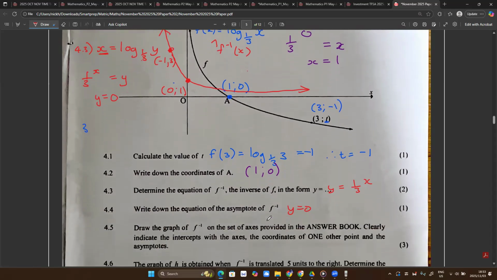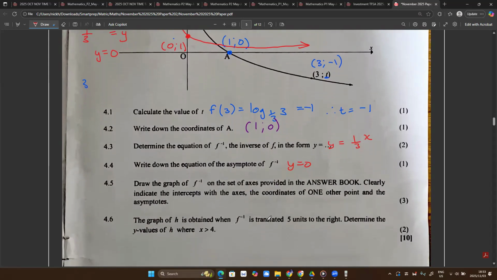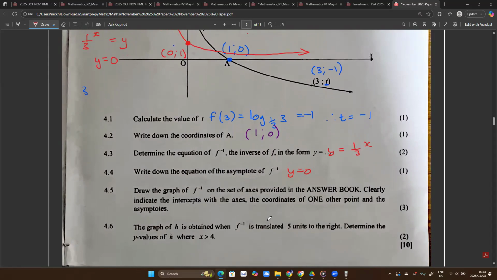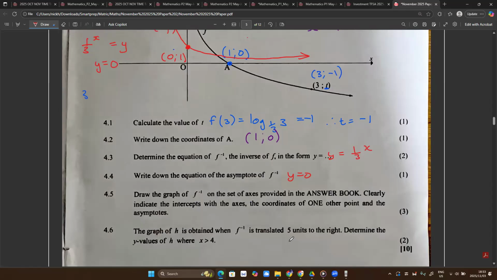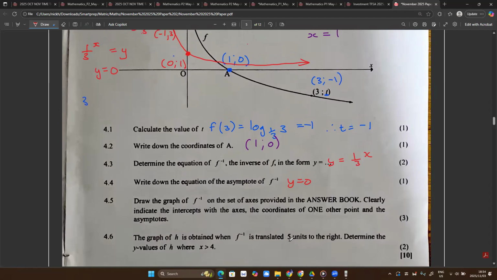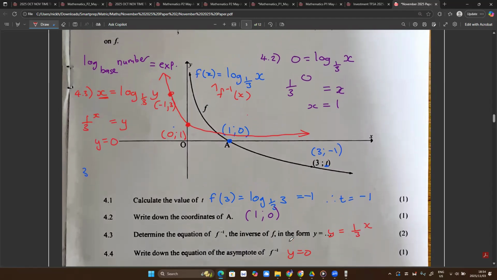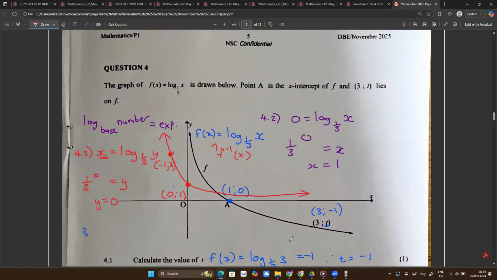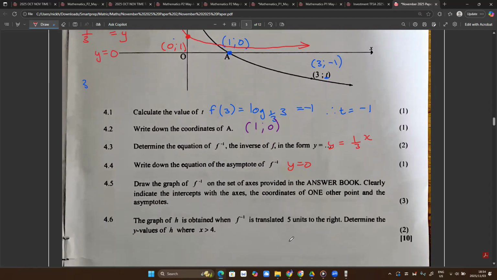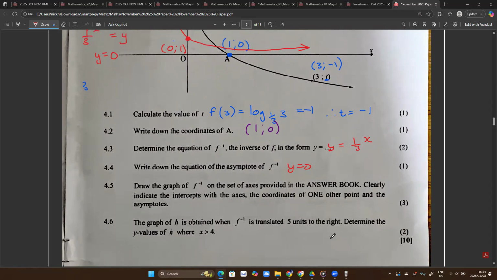Okay, so the question 4.6 says, the graph of h is obtained when f to the -1 is translated 5 units to the right. Determine the value of h where x is greater than 4. Okay, so where is it greater than 4? So what we want to do is shift it to the right, don't we? When you translate something 5 units to the right, that changes the x value, doesn't it?